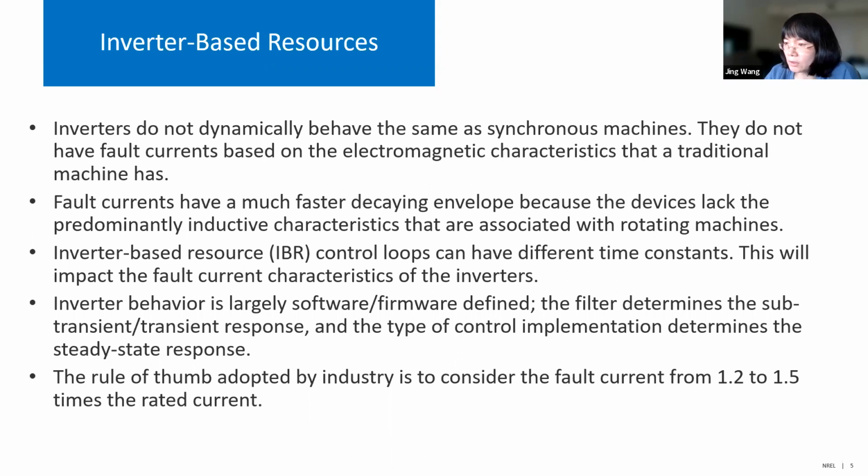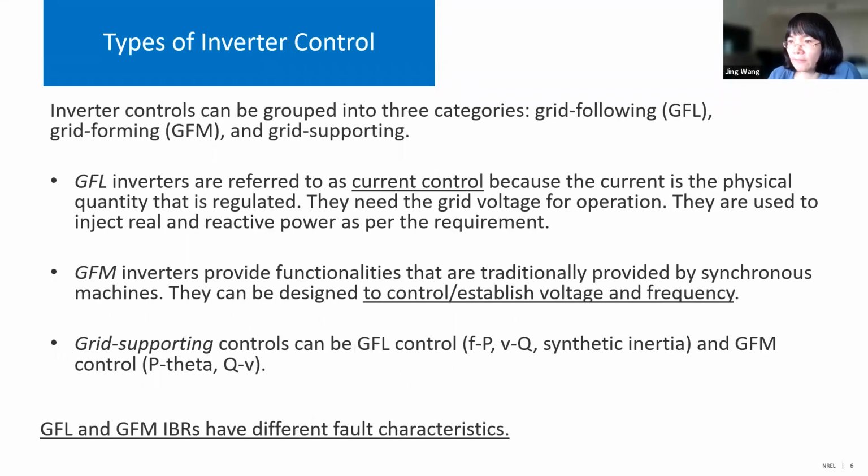The filter determines the subtransient or transient response, and the type of controls implemented determines the steady state response. Based on the standard, the fault current contribution of IBR is usually from 1.2 to 1.5 times the rated current. As we know, the controls affect the fault current, and we have 3 types of controls: grid following, GFL, grid forming, GFM, and grid supporting.